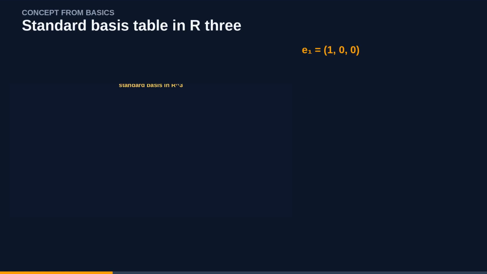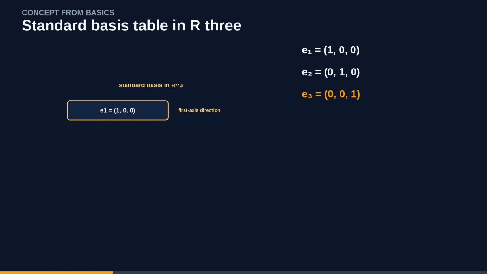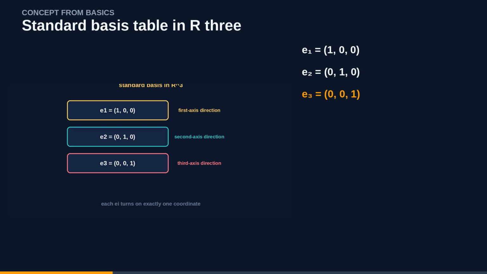Name the standard basis. E1 is (1, 0, 0), the first axis direction. E2 is (0, 1, 0), the second axis direction. E3 is (0, 0, 1), the third axis direction. Each Ei turns on exactly one coordinate and leaves the others at 0.